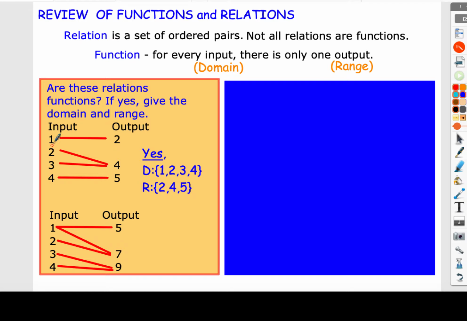So think about an XY coordinate. The X's would be the inputs, the Y's would be the outputs, the list of X's would be the domain, and the list of all the possible Y's would be the range. This relation down here at the bottom is not a function because, notice that 1 goes to both 5 and 7. I don't want to plug in X as 1 and get back two separate numbers.